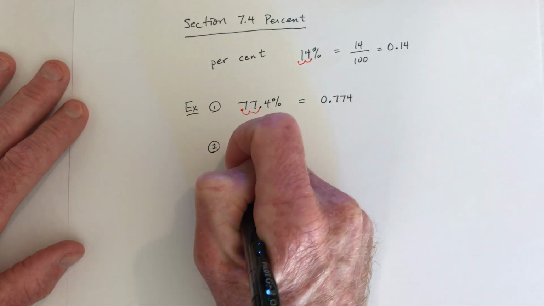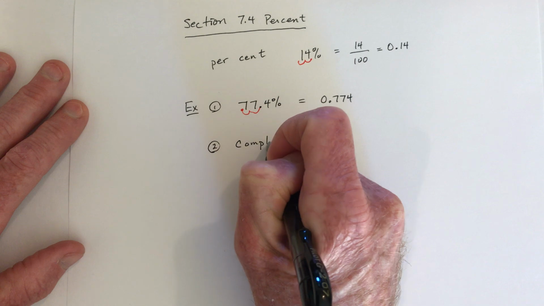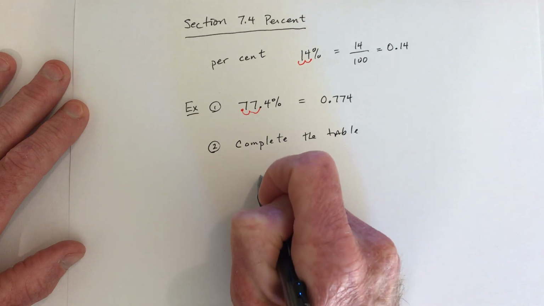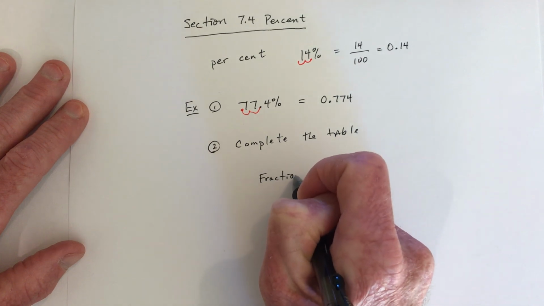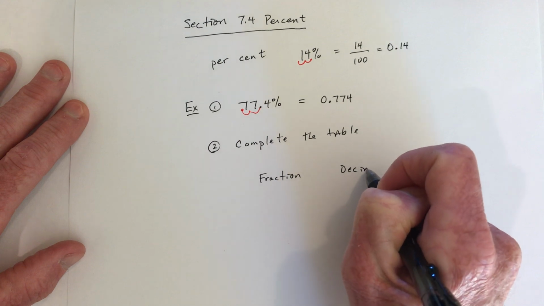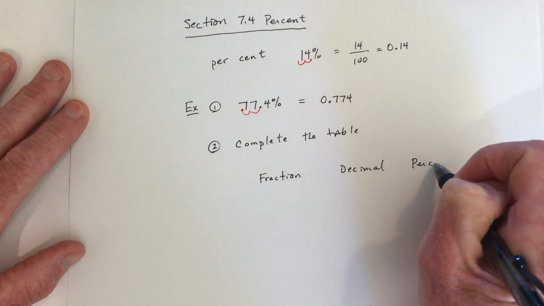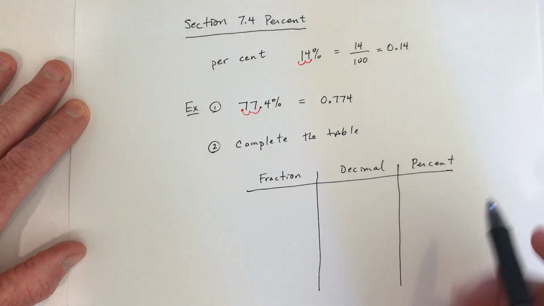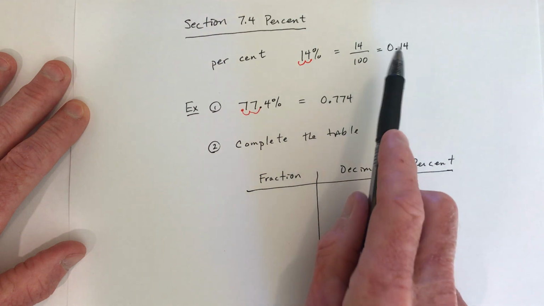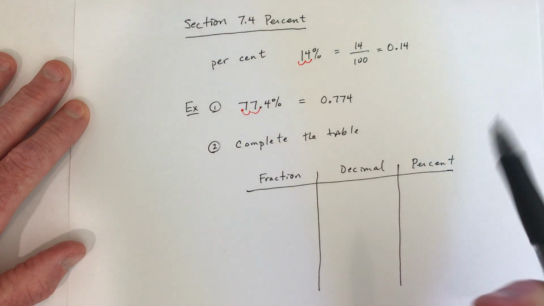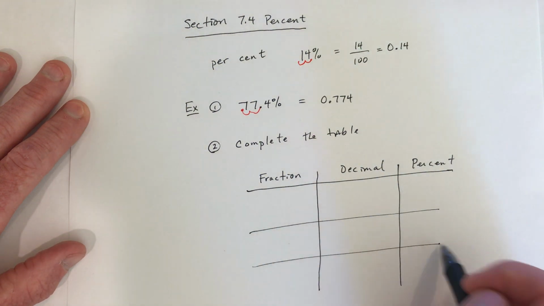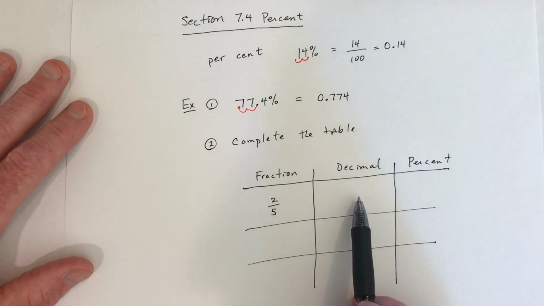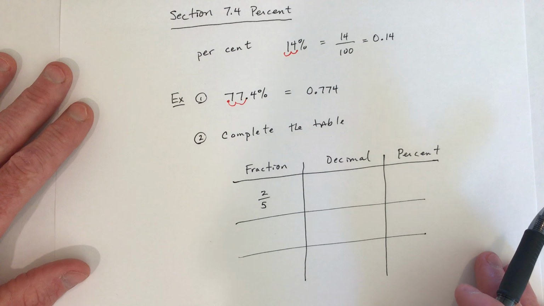So for example number 2, complete this table. So there is the fraction form, there's the decimal form, and there's also the percent form. So what if this one was 2/5? Then find the decimal and also write it as a percent.